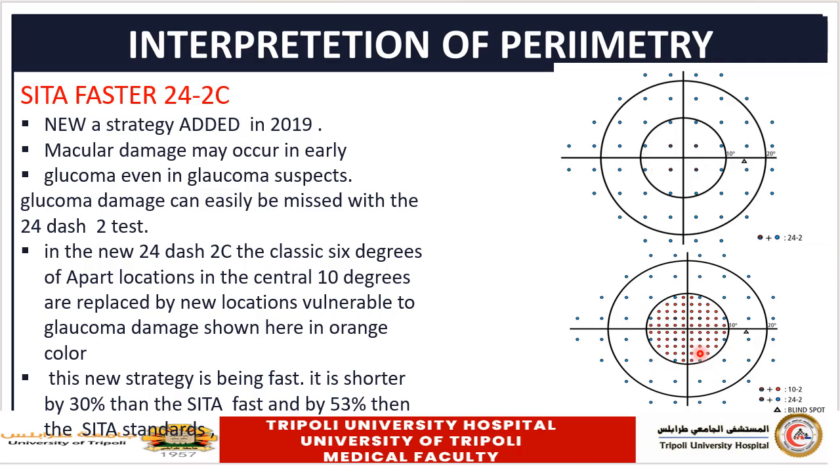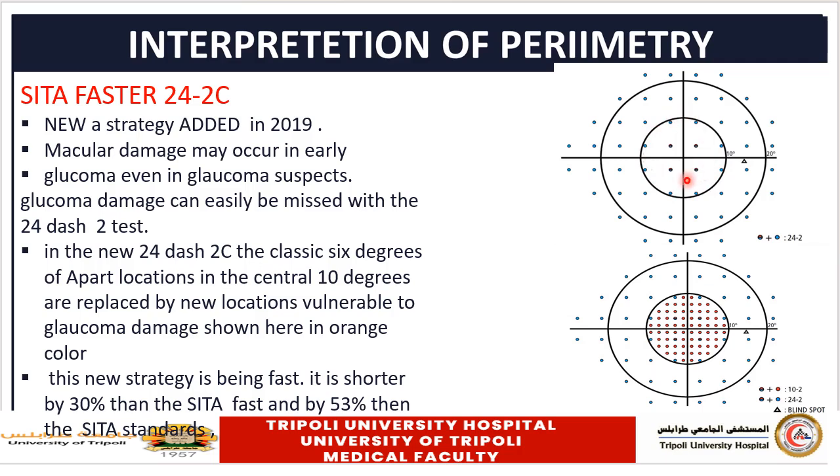This makes the 24-2 less sensitive than the 10-2 in picking up early glaucomatous changes, especially in the central area of the macula. So what they do is modify the pattern of the 24-2. They add another extra 10 points in the central 10 degrees. So instead of 4 in the central 8 degrees and 12 points in the central 10, a total of 22 points will be in the central 10 degrees.